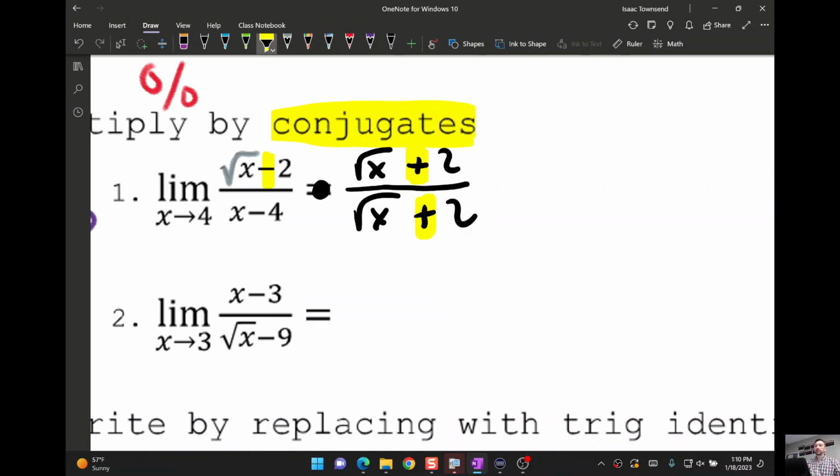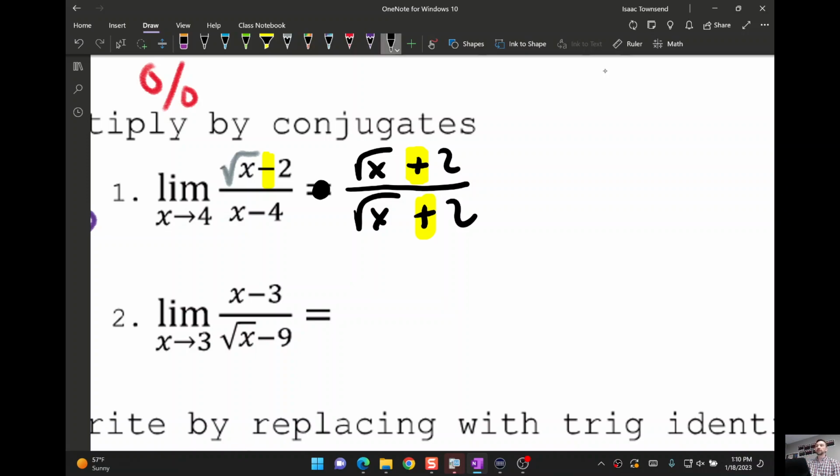Now we have to multiply the top and the bottom by the same thing, because when we do that, it's like we're multiplying by 1. Anything divided by itself is 1. So this is a tool to change the way this looks without changing its size. So that's all a conjugate is, and then it just works from here.